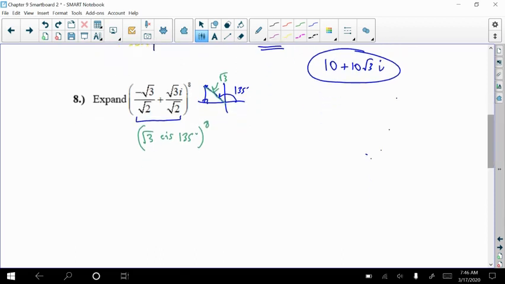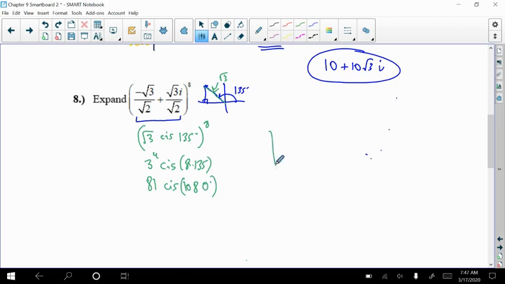So root 3 to the 8th power is the same thing as 3 to the 4th, because every pair of roots becomes a normal 3. And then cis, and I'm going to take 8 times 135 degrees. So 3 to the 4th is 81, same thing as 9 squared, cis, and 8 times 135 is 40, carry my 4, that's 24, 28, carry my 2, so it is cis 1080 degrees.